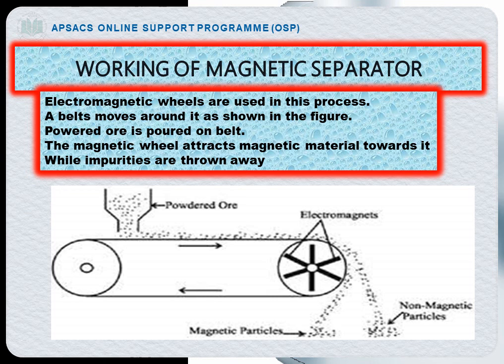Look at the diagram. Here two wheels are used. The wheel with which we have written electromagnets are basically made of a magnet. These wheels separate the magnetic material, while the non-magnetic material are thrown away from the wheel.